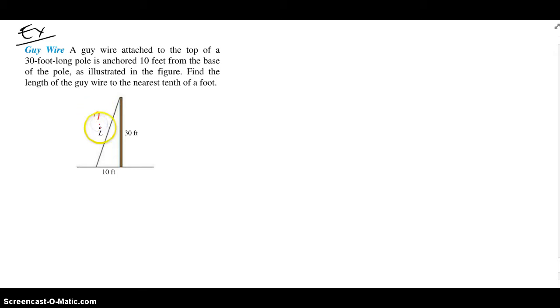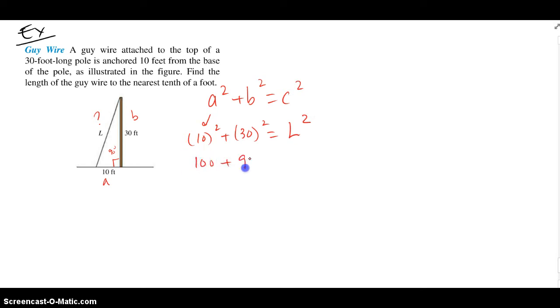So we don't know how long that is. We know this must be a 90-degree angle, so that's like our C. So let's use the Pythagorean theorem. A we can say is 10, B we can say is 30. So 10 squared plus 30 squared must be L squared in this case. That's going to be 100 plus 900 equals L squared.